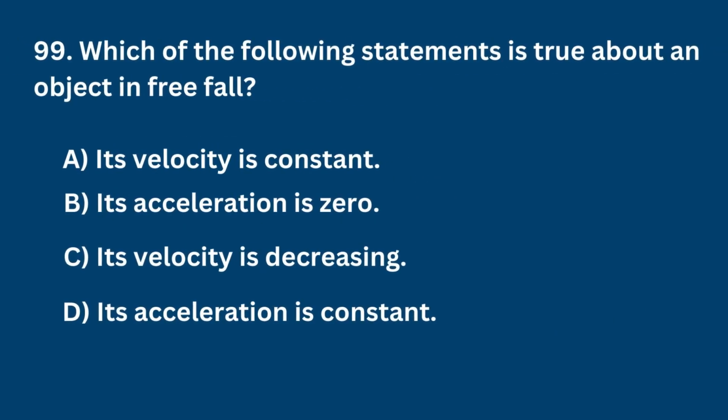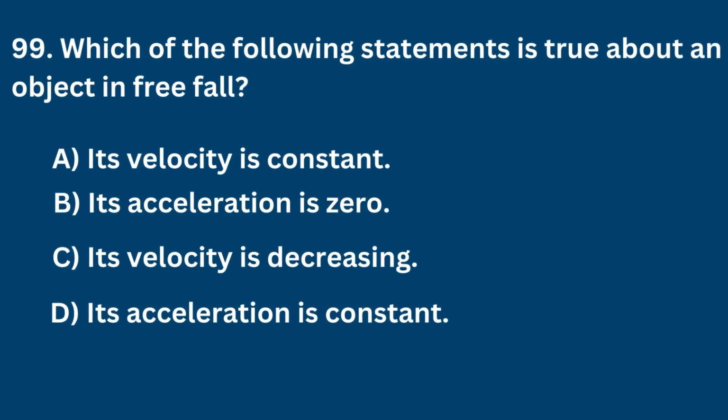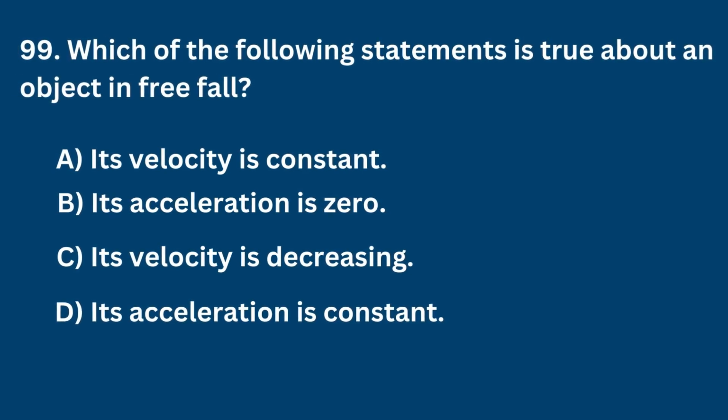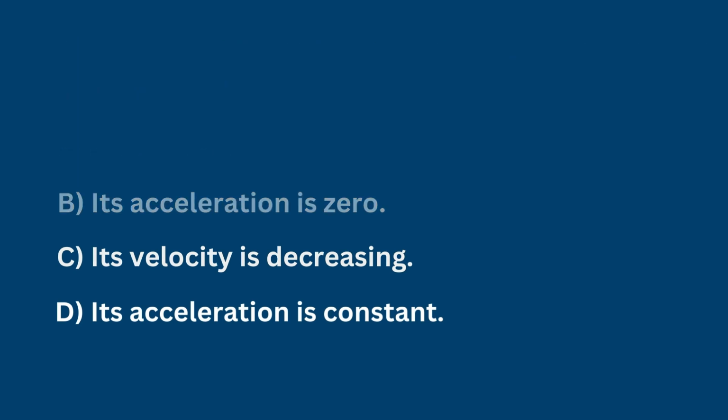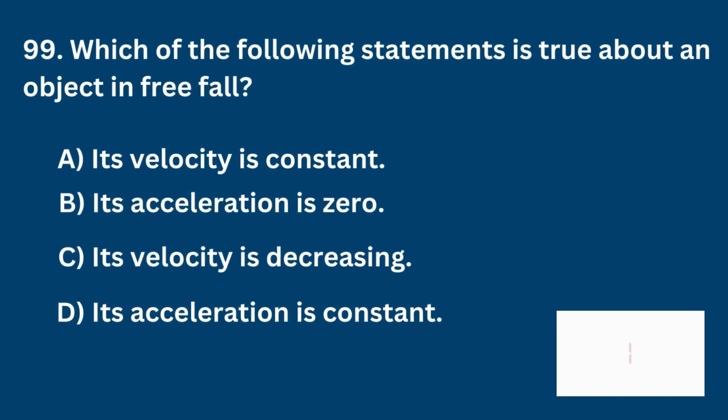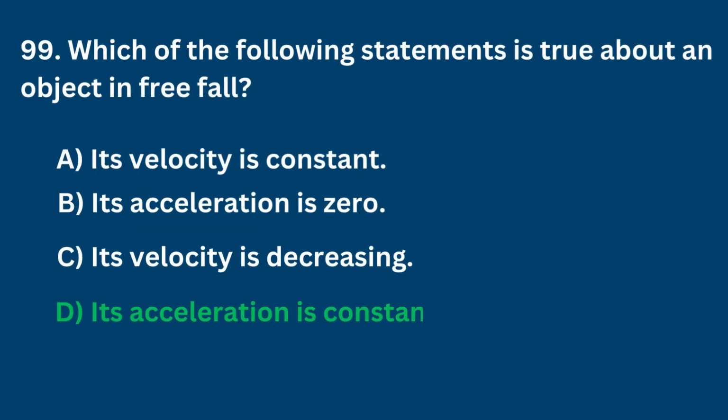Which of the following statements is true about an object in free fall? The options are A. Its velocity is constant, B. Its acceleration is zero, C. Its velocity is decreasing, D. Its acceleration is constant. Correct answer is D. Its acceleration is constant.